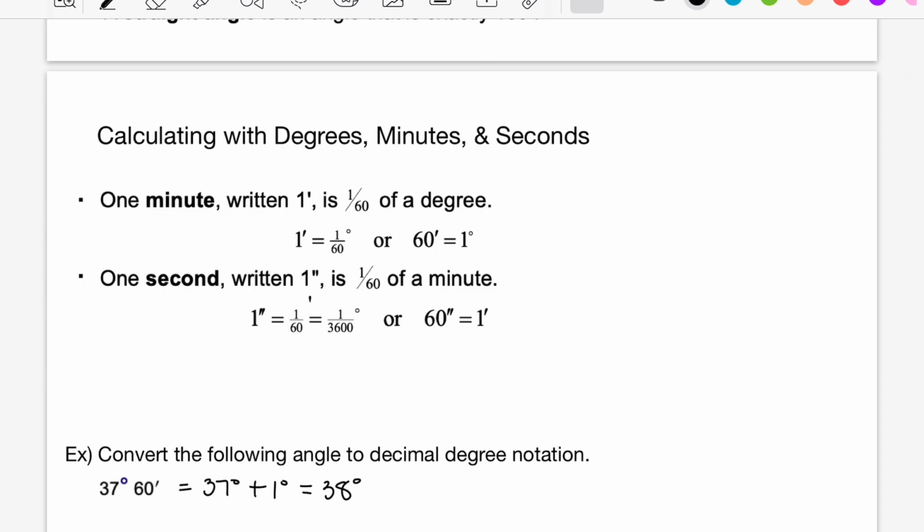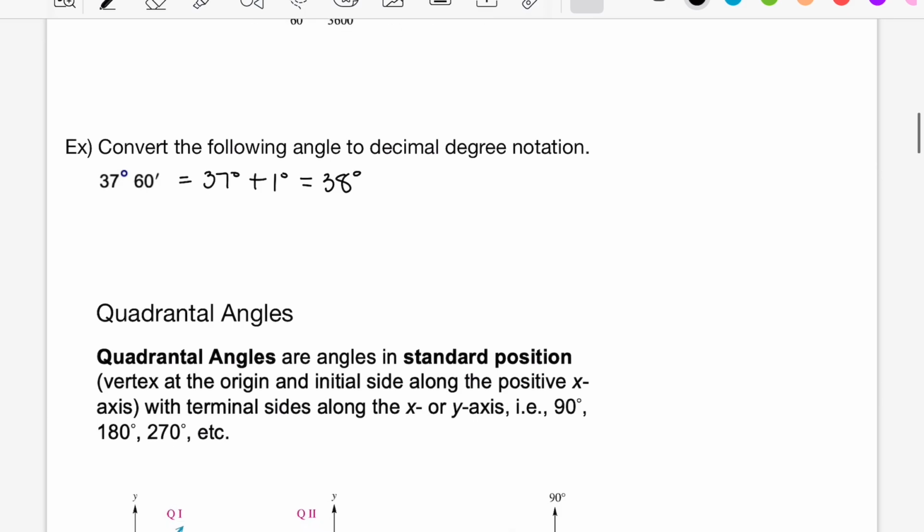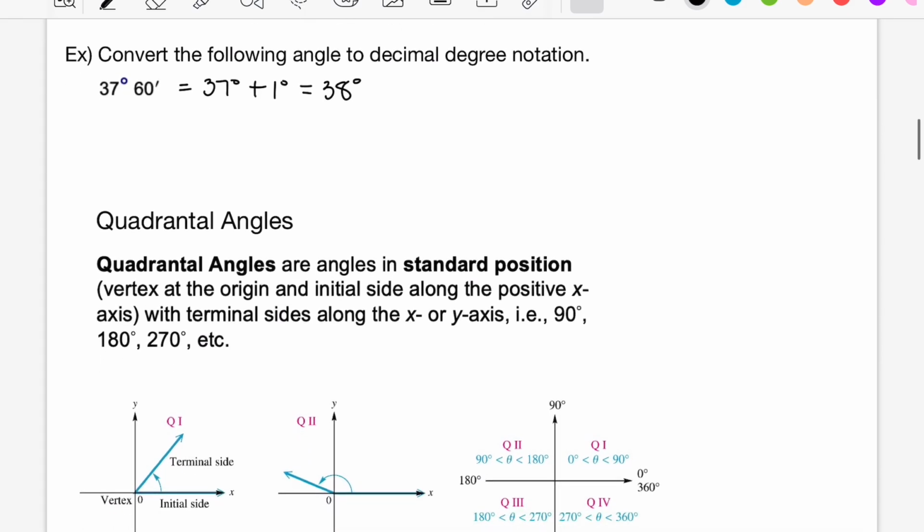Now, there are many different types of angles. The first one we'll look at here is quadrantal angles. And so these are angles in standard position. So this means the vertex here is at our origin. The initial side is along the positive x-axis, and our terminal sides are along the x or y axes here. So this means at 90 degrees, 180 degrees, 270 degrees, and so on. Okay, and then also notice here that these are our 4 quadrants, and we can see that our degrees in the first quadrant are between 0 and 90 degrees, and the second between 90 and 180, and so on and so forth.